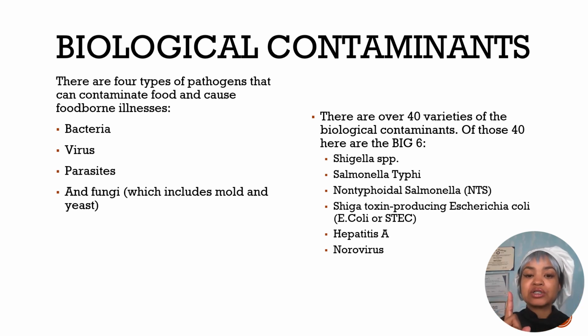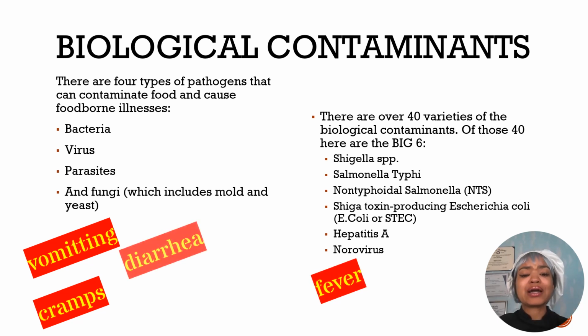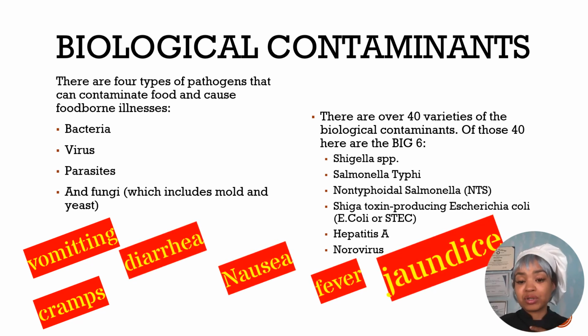Number one, Shigella spp. Number two, Salmonella typhi. Number three, non-typhoidal Salmonella, NTS. Number four, Shiga toxin-producing E. coli. Number five, hepatitis A. Number six, norovirus. Now, some of the types of symptoms that will be experienced when you come in contact with any of these: vomiting, cramps, fever, diarrhea, nausea, jaundice.